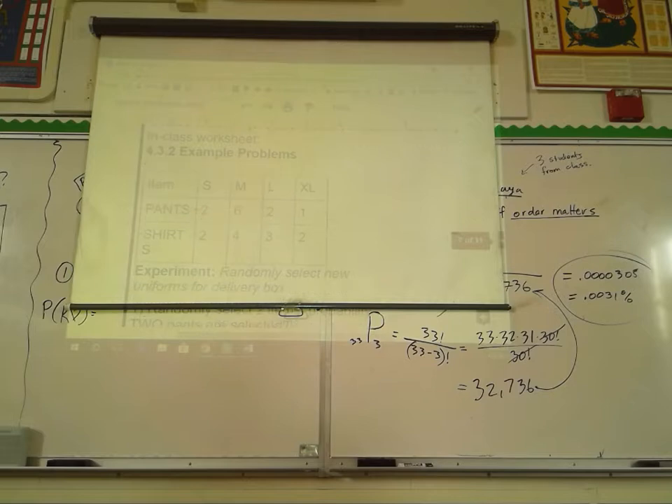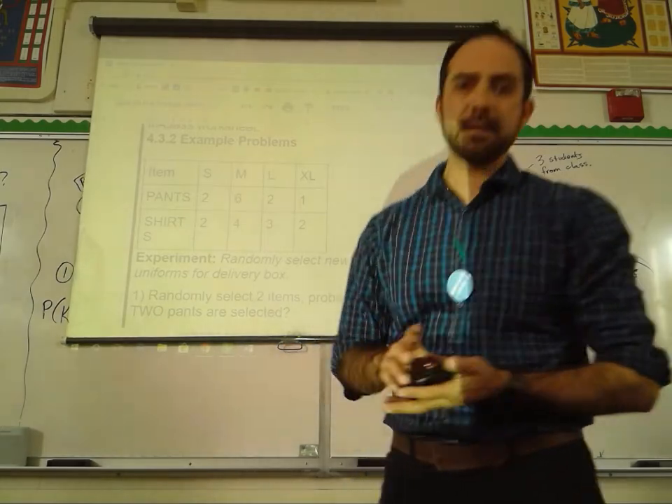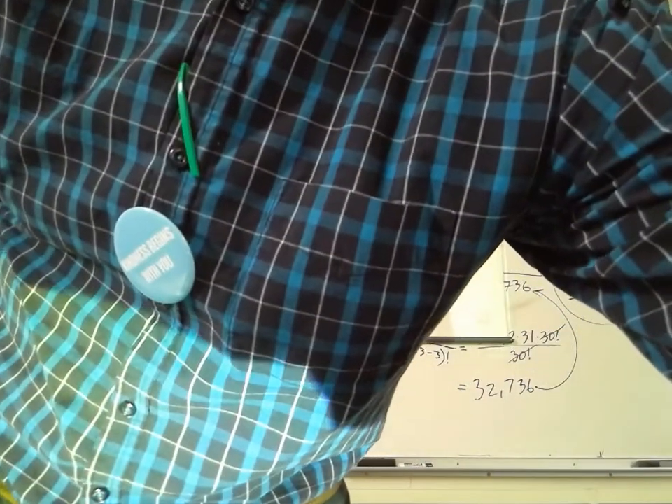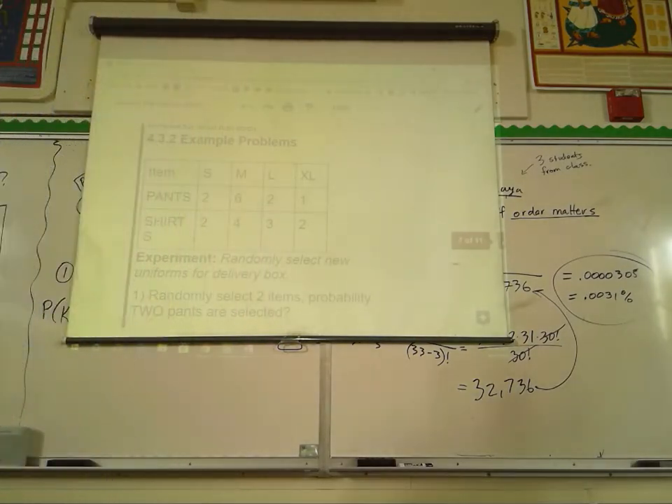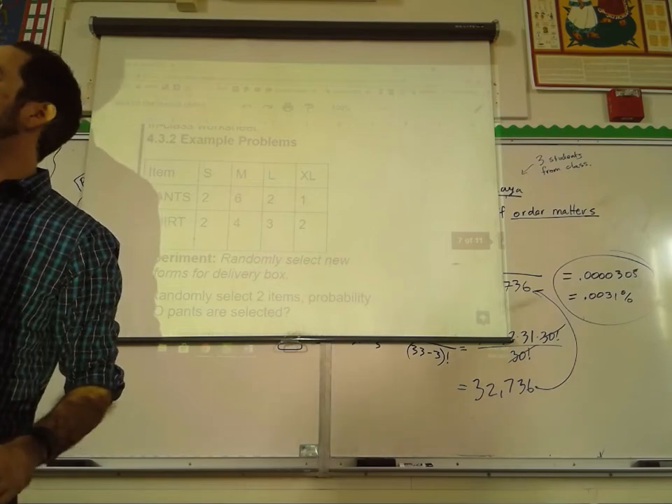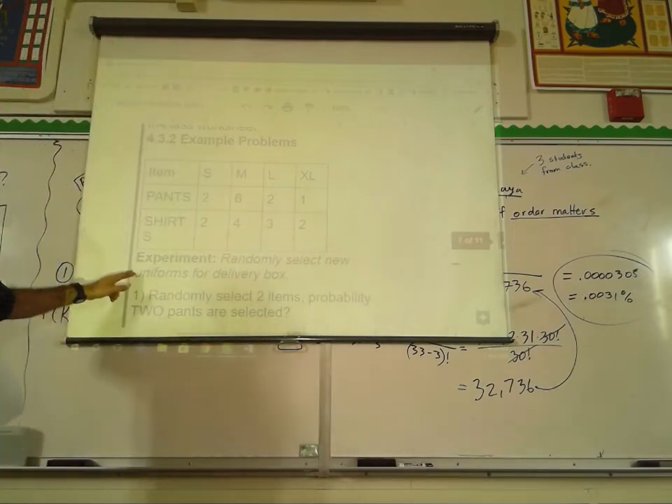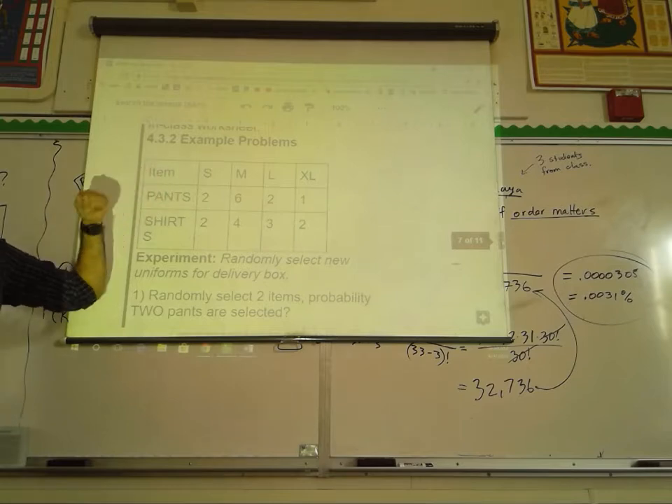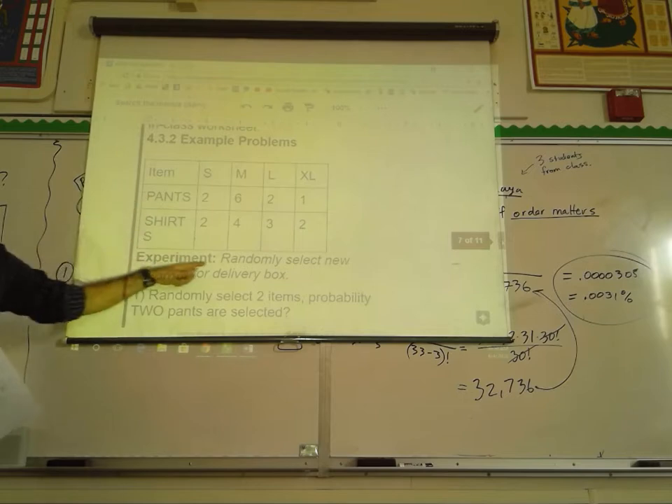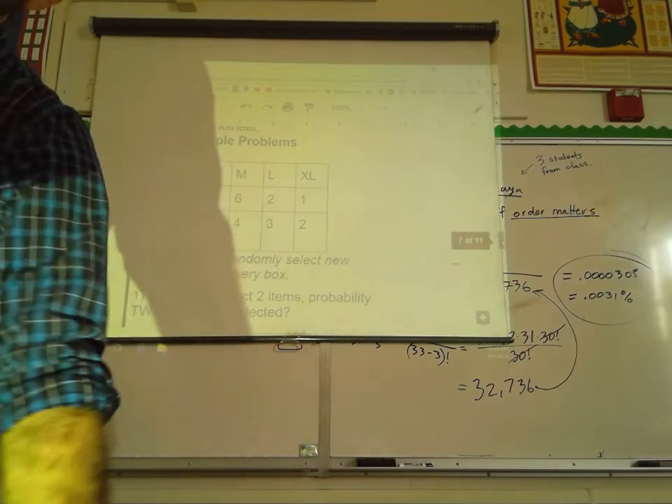All right, here we go. So looking at the first problem, they have more to do with basic probability. So now we can see it. All right. So looking at this, hope we can see it. Roxanne, can you close that shade, please? Okay, thank you. So here's our situation. The girls softball team just received a box full of all their new jerseys and their pants, so their uniforms. The experiment is to randomly select new uniforms from the delivery box. Okay, so we're looking at some basic probability here.